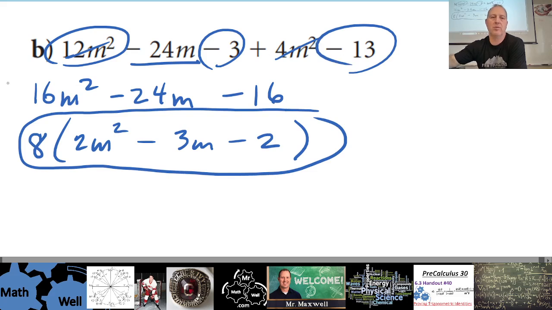So now you look at this one and you say, what's the greatest common factor between those three terms? I see an 8 in there as a common factor. And I don't see an m in all of them, so I just have to pull out an 8. So 16m squared divided by 8 is 2m squared. Negative 24m divided by 8 is negative 3m. And negative 16 divided by 8 is negative 2. No common factors here, so you can stop. Does that make sense? Yeah?